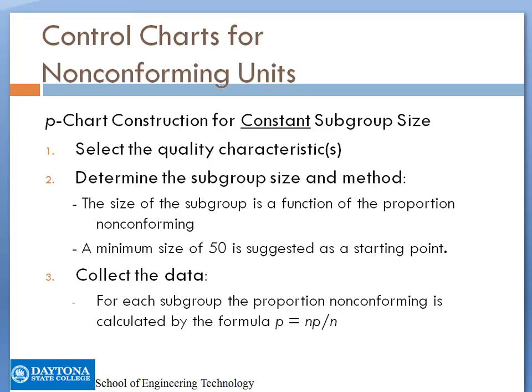Then you determine the subgroup size and method. You need to remember that the subgroup size here is a function of the proportion nonconforming. For instance, if you have a part that has a proportion nonconforming P equal to 0.001 and the subgroup size N is 1,000, then the average number nonconforming NP will be 1 per subgroup. The minimum size suggested is 50.